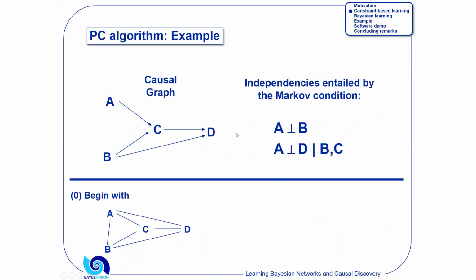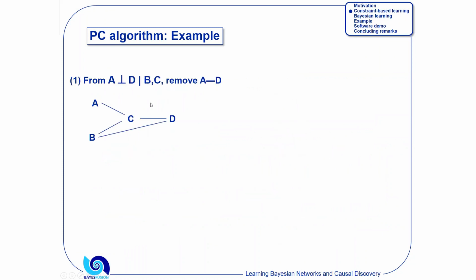The second stage, start with a complete graph. For every independence, remove an arc. We remove this, we remove the second arc. Now we are looking for V structures. Possibilities are ACB and ACD.